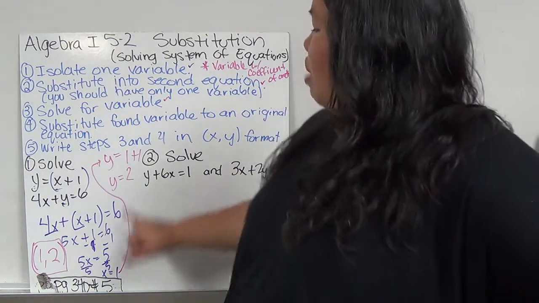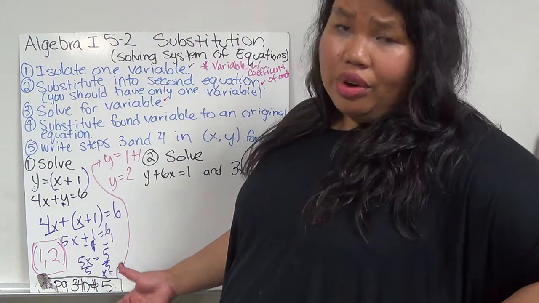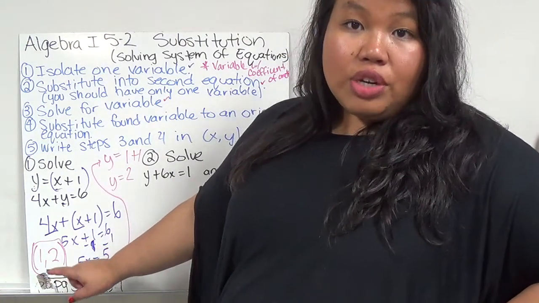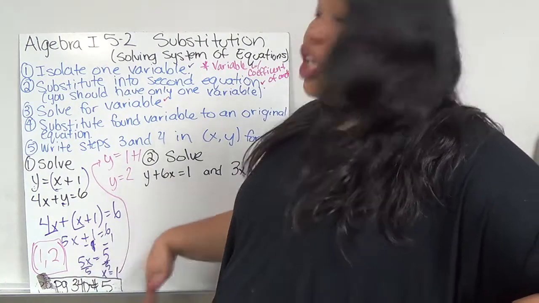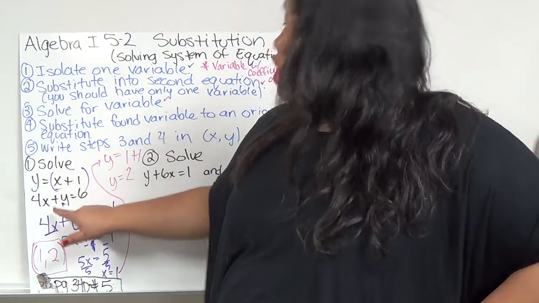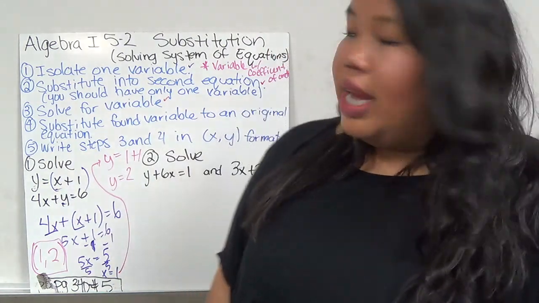So my x is 1 and my y is 2. I don't have to find them in order. I just have to make sure that at the end I write it as a point. This is to make sure you understand that they're not just random numbers. This gives me the point at which these two lines, if I were to graph them, would intersect.